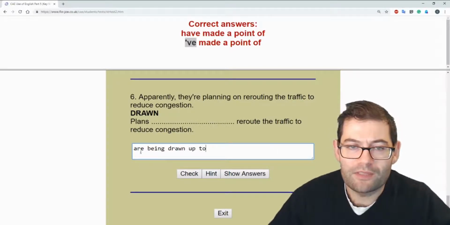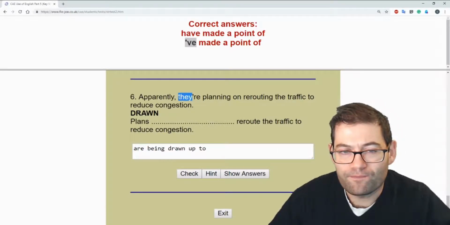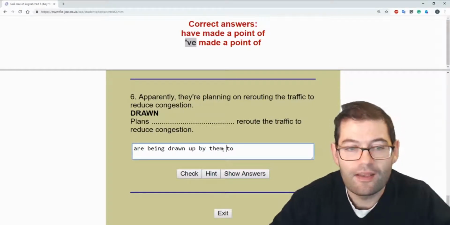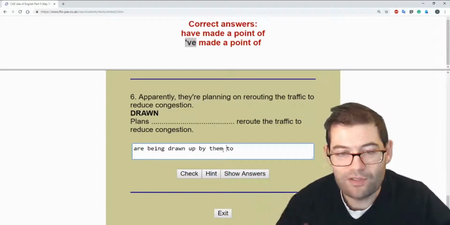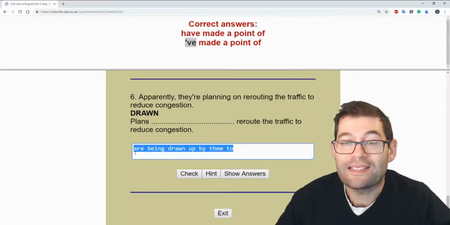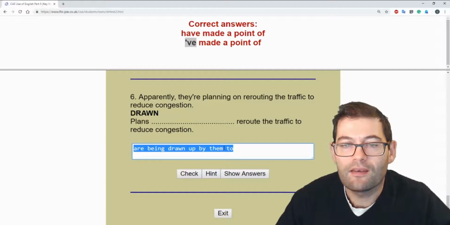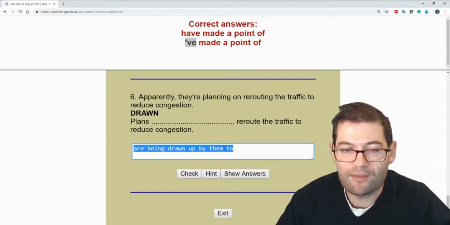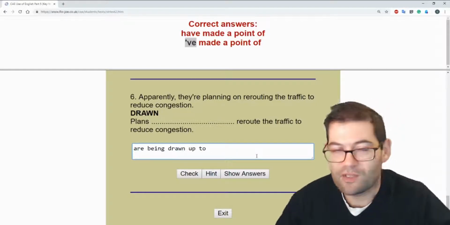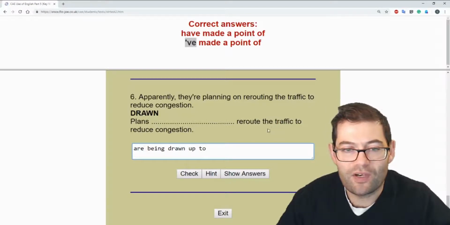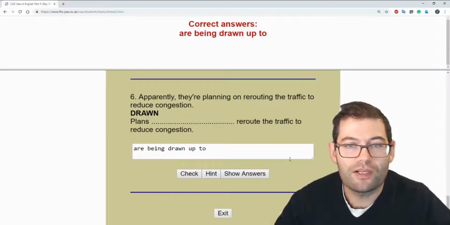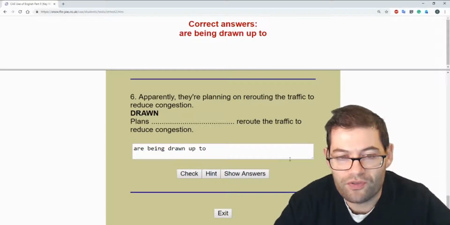The question now becomes, what about our subject? Can we fit this into our sentence? Well, the answer is yes, we can. We can say plans are being drawn up by them to reroute the traffic to reduce congestion. But if we do this, what's the problem? The problem is the amount of words that we're using. Here, we've got 7 words. We're only allowed a maximum of 6, which means that we cannot include our subject or agent in this passive structure. So the answer in this case is plans are being drawn up to reroute the traffic to reduce congestion.